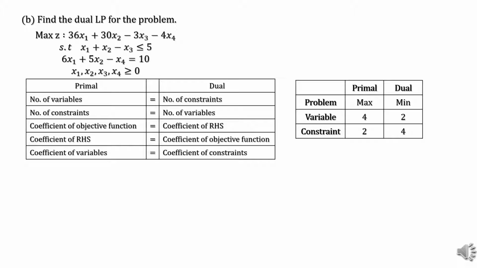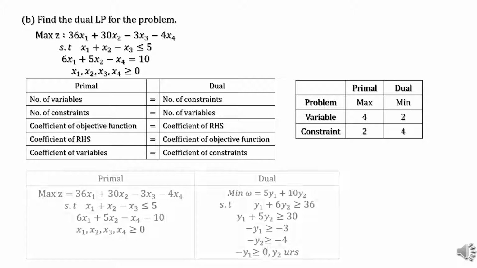For the primal, the problem is maximum, the variables is 4, the constraints is 2. For the dual, the problem is minimum. As we know, the number of variables in the dual problem is equal to the number of constraints in the original, primal, problem, thus the variables for the dual is 2. Next, the number of constraints in the dual problem is equal to the number of variables in the original problem, thus the constraints for the dual is 4. Now, we can construct our dual LP problem. So, this is our dual LP problem.